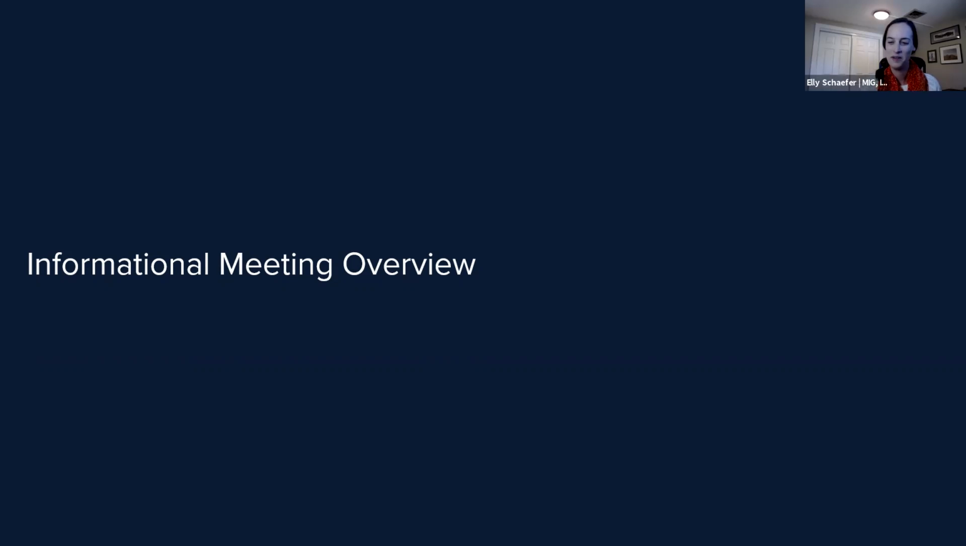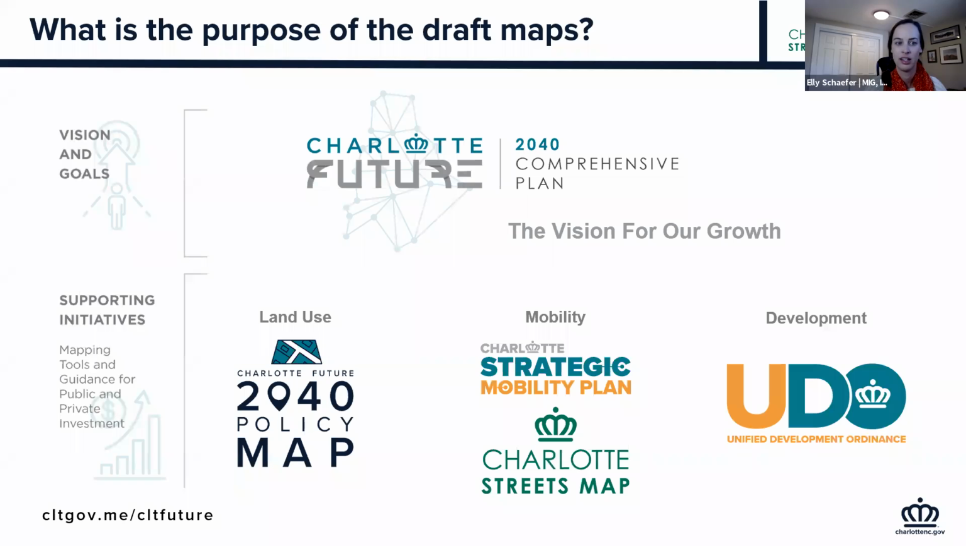All right. So yes, let's briefly review what was covered in that informational meeting. So what is the purpose of the 2040 policy map and the streets map? The purpose of these two maps is to help implement the vision of the Charlotte Future 2040 Comprehensive Plan, which is the guiding document for our city's growth and development over the next 20 years. The Charlotte 2040 Comprehensive Plan was adopted in June 2021, and there are now several major initiatives underway to help put the plan into action, including those shown on the bottom half of this slide.